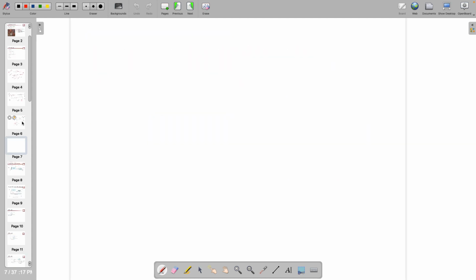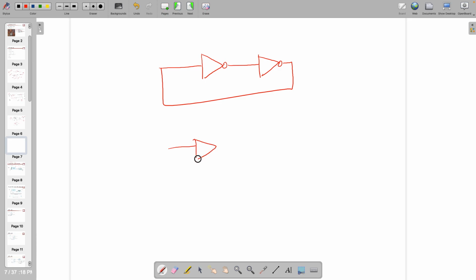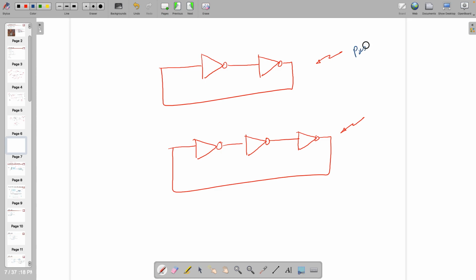And understand one more thing: if we are keeping two such inverters back to back, and three such inverters back to back, and feed it back, then this one is positive feedback and this one is negative feedback. This is negative because it gives you an output which is 180 degree phase shifted. A 180 degree phase shift is a negative of the input, right.